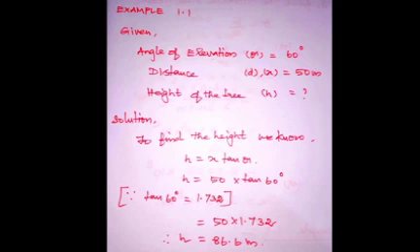Solution: we have to find the height of the tree, no? So to find the height of the tree, we know h equal to x tan theta. From the triangulation method, we derived this formula. So substitute the known values. Therefore h equal to 50 into tan 60 degree. Since we know tan 60 degree is approximately 1.732, substitute the value there. Then we get 50 into 1.732. So multiplying, we get h equal to 86.6 meter. That is, the height of the tree is 86.6 meter.